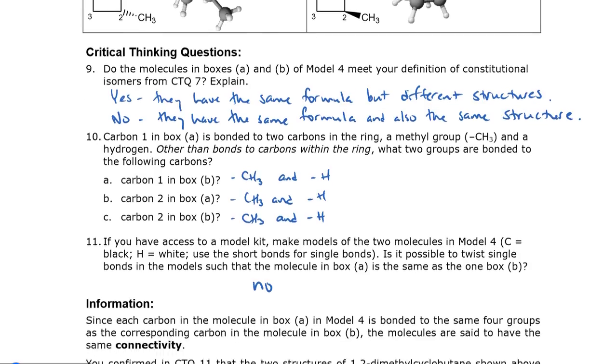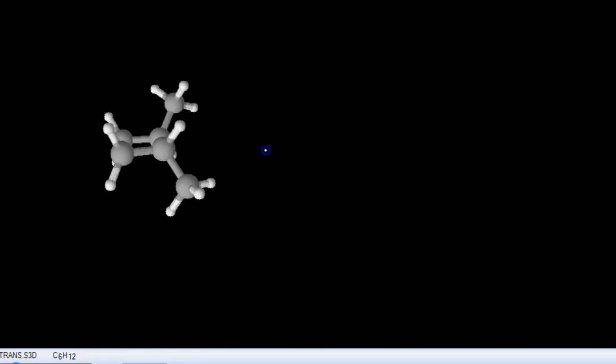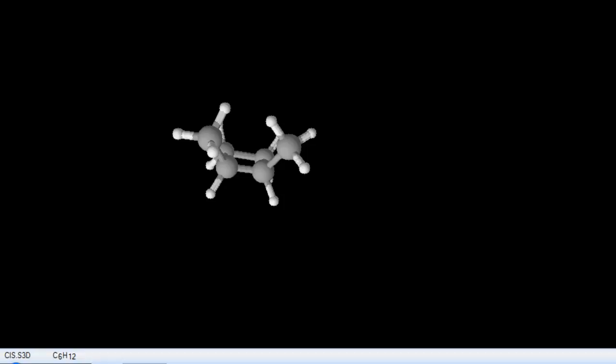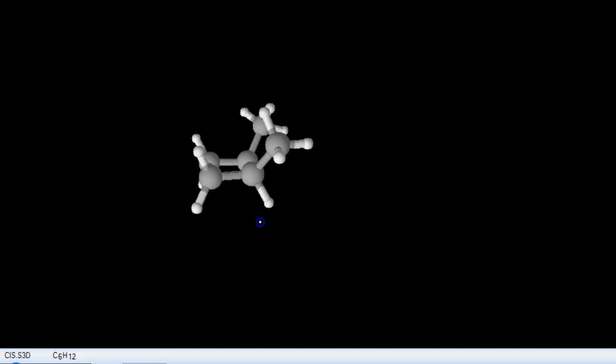So what you're discovering here is that even though each carbon in box A and box B is bonded to the same four groups, and the molecules have the same connections, chemists call that connectivity, they're in fact different molecules. They're not the same molecule. So this molecule, where the two methyl groups are on opposite sides of this four-membered ring, is not the same as this molecule where the two methyl groups are on the same side of that four-membered ring.